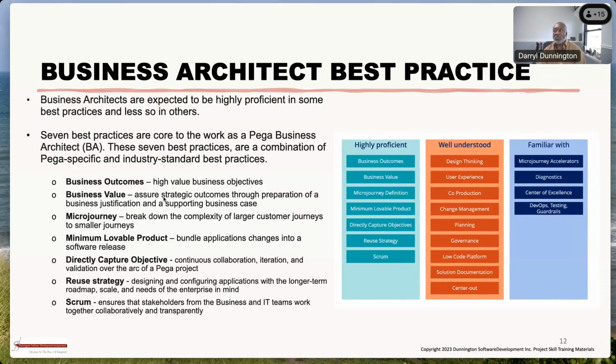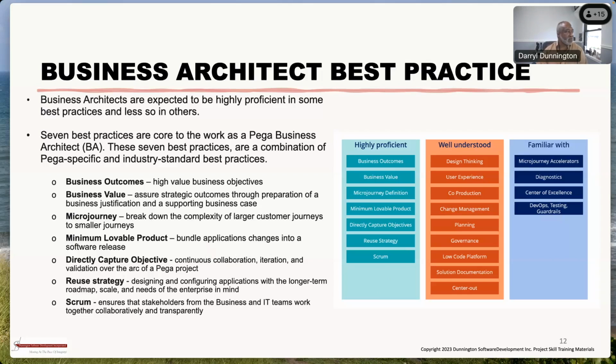You'll need to know the best practices that a business architect should be responsible for, and you find them in this first column, right? Business outcomes. So what is my high value business outcome? What is my business value? What is my strategy to get to that outcome? What is my micro journey? What is my minimal lovable product? In DCO, what do I understand about its process of collaboration through validation? My reuse strategy. This is interesting.